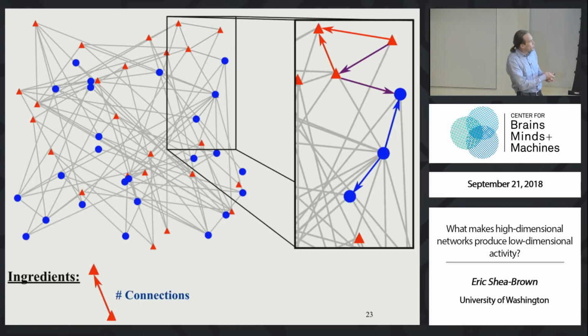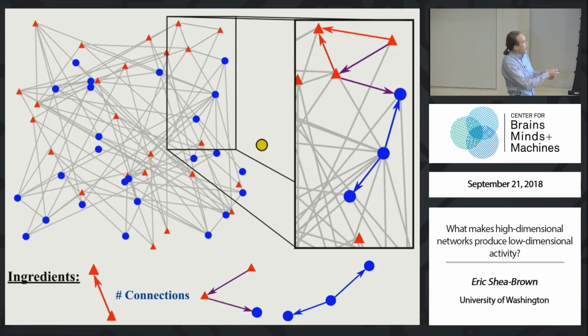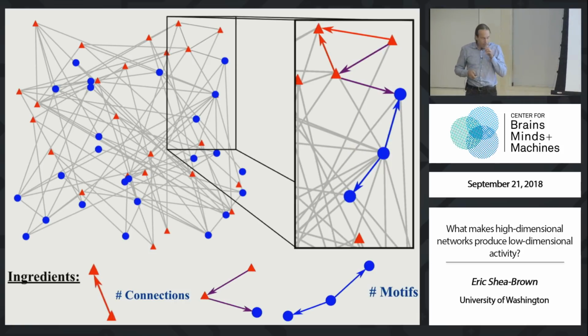But if I zoom in, there's more than that. There are these little paths, like the purple one here, which are chains of two connections. I could enumerate those as well. There are these diverging pathways coming out of one connection in the middle, and I could enumerate those as ingredients as well. And those are often called network motifs.